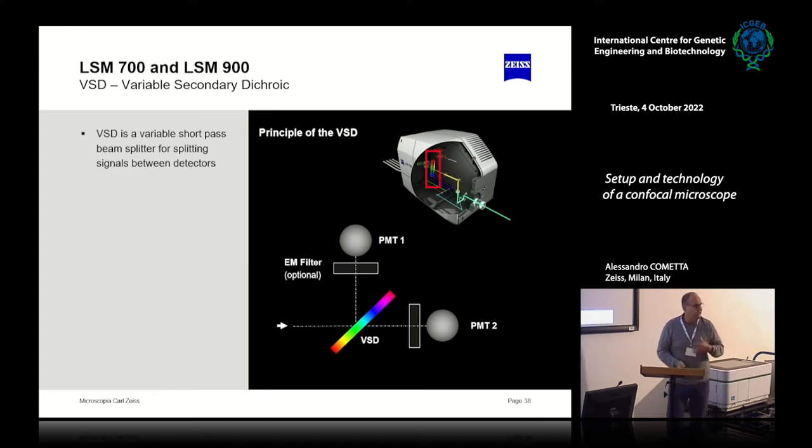But of course, I can have something much more complicated. The system we have downstairs will have not just two, but 34 different detectors, every one for a single piece of spectrum, for a single band of spectrum.